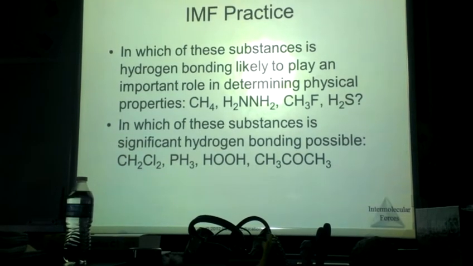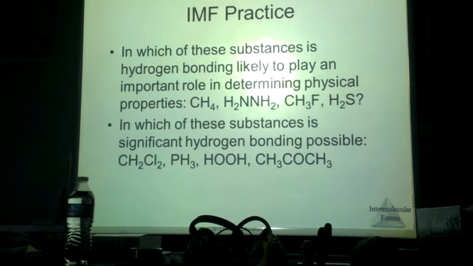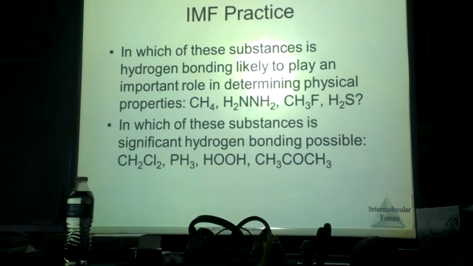Okay, so if we were to do some practice, it says, in which of these substances is hydrogen bonding likely to play an important role in determining physical properties? So which one would exhibit hydrogen bonding? CH4, H2, CH3F, or H2S? I'll let you answer this one. We'll look at it together on Monday.